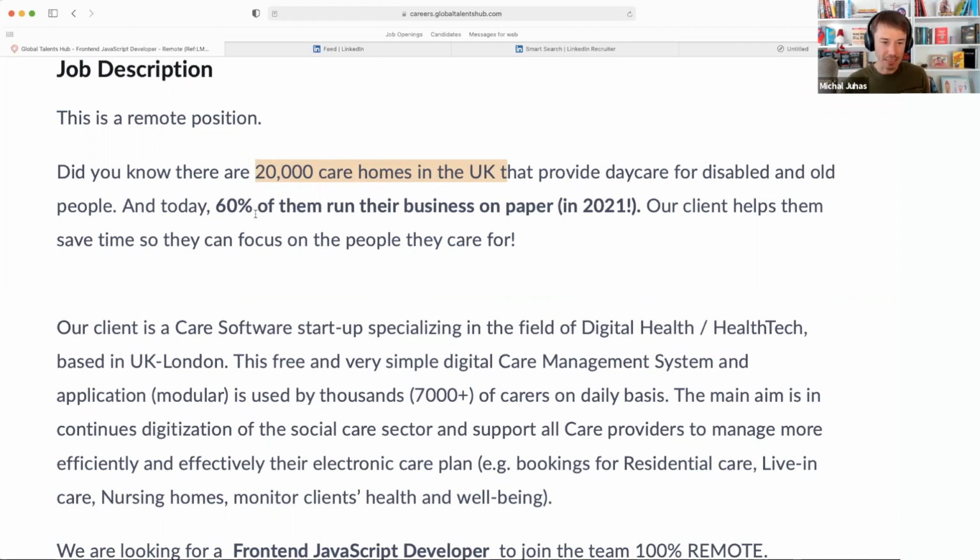They provide daycare for disabled and old people, for seniors. And today, 60% of them run their business on paper. I mean, I cannot imagine it. I cannot imagine running notes on paper. I use notes, I use a paper book, but not records of who purchased what. That would be really crazy. But they run everything on paper.